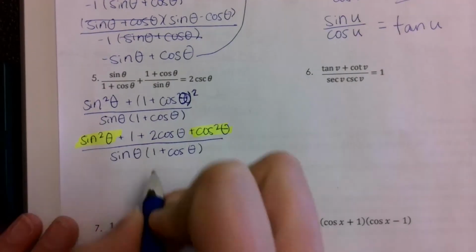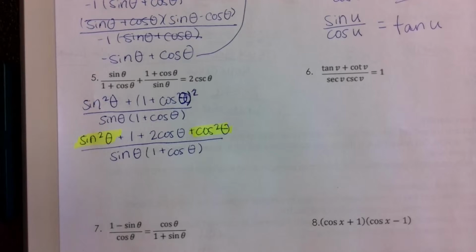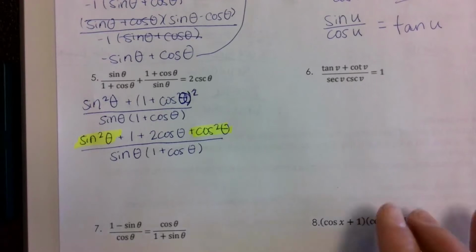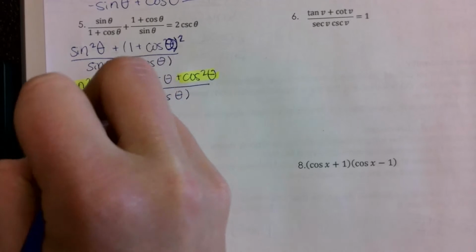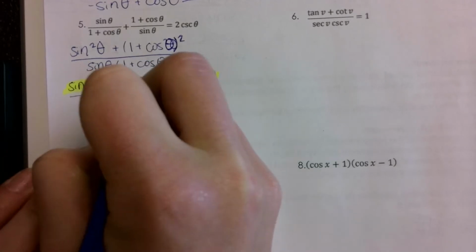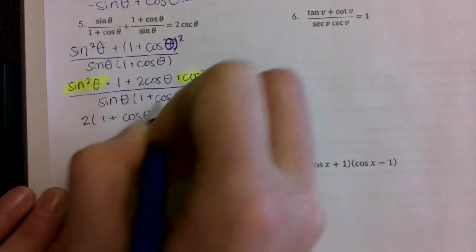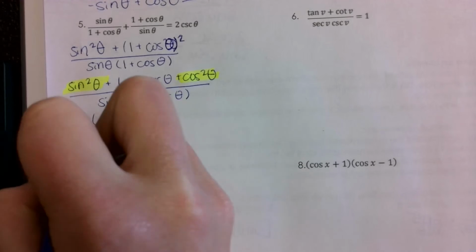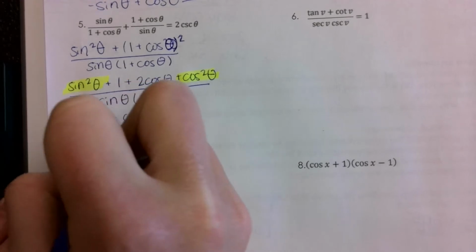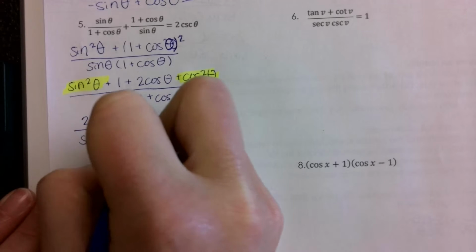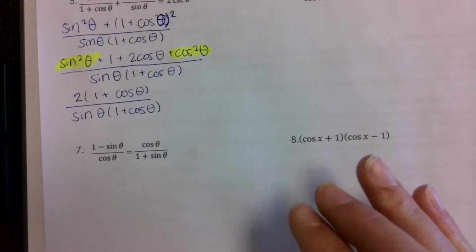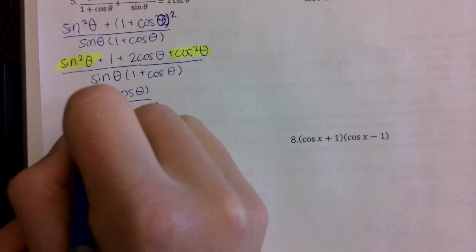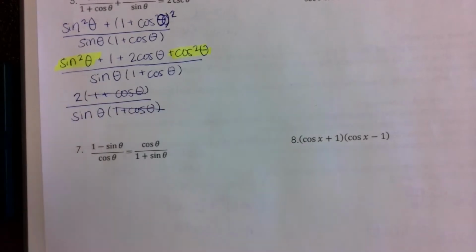So then you're going to have 2 plus 2 cosine, right? Can I go ahead and pull out a GCF from that? So we'll have 2 times 1 plus cosine. I kind of skipped a few steps there, but that's what's happening. Then what's going to happen? Cancel those 1 plus cosines, and you've got 2 over sine.